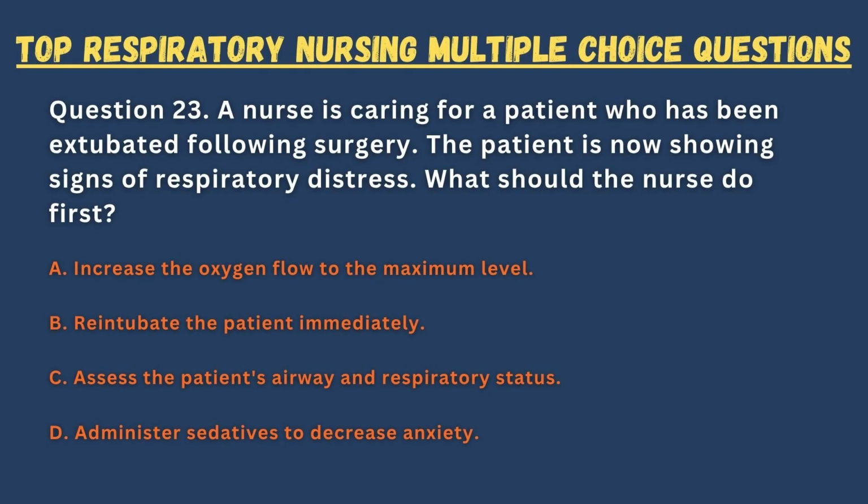Question 23. A nurse is caring for a patient who has been extubated following surgery. The patient is now showing signs of respiratory distress. What should the nurse do first? A. Increase the oxygen flow to the maximum level. B. Reintubate the patient immediately. C. Assess the patient's airway and respiratory status. D. Administer sedatives to decrease anxiety.